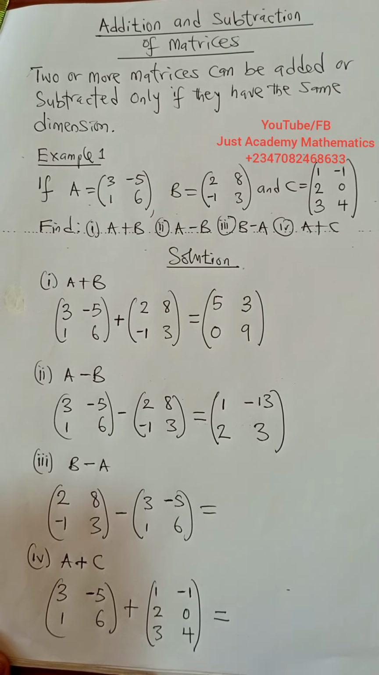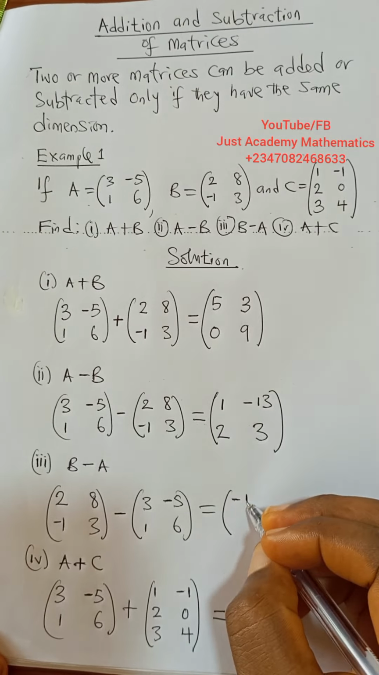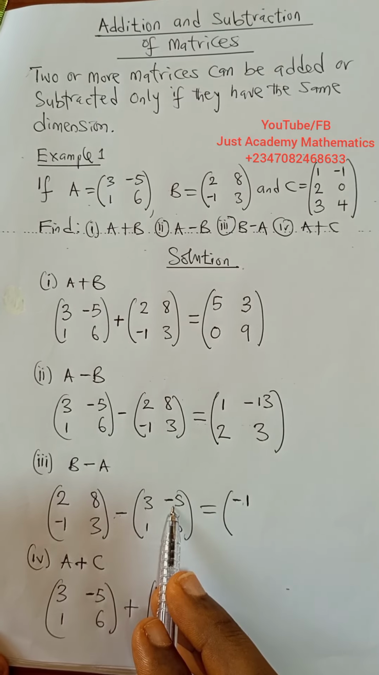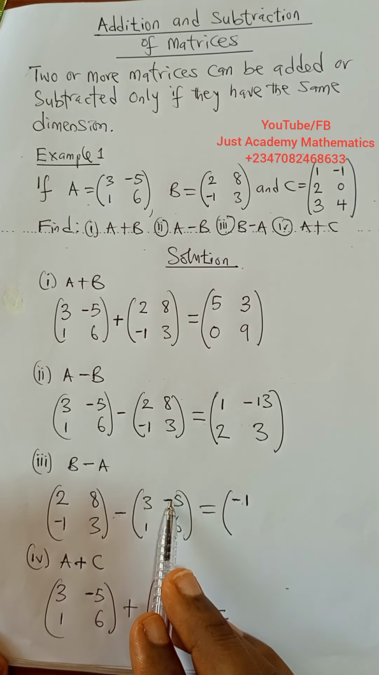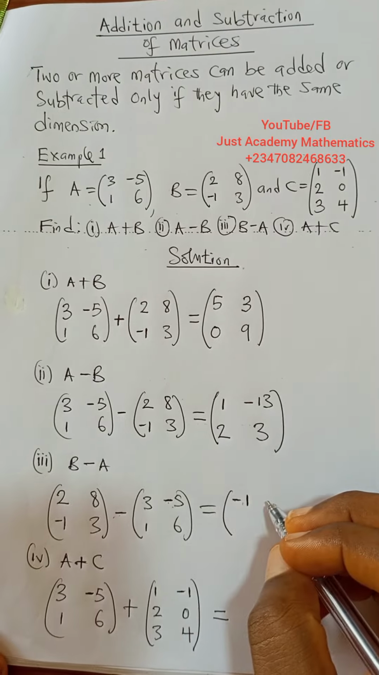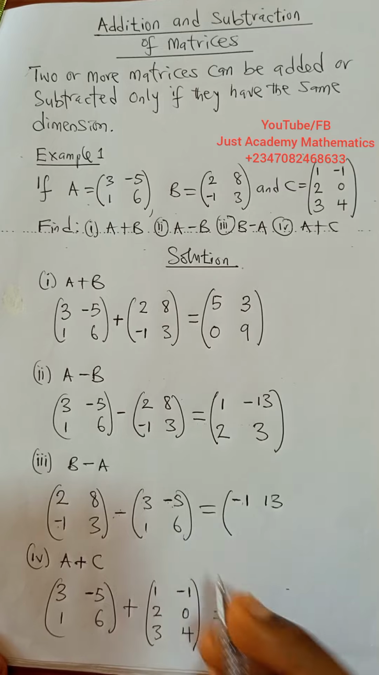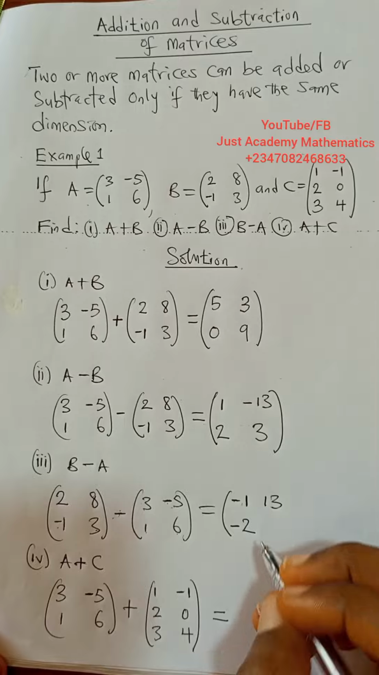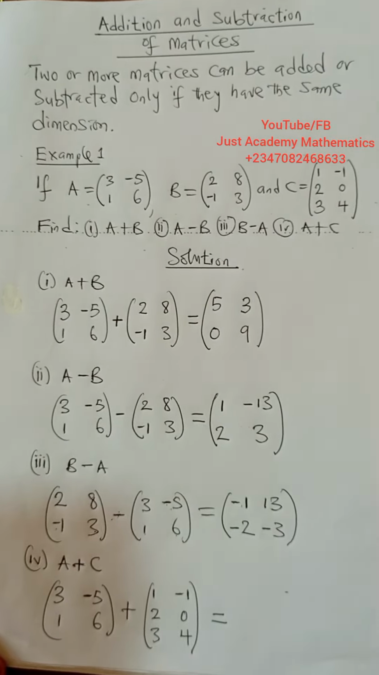Now, how about B minus A? B minus A, let's go. 2 minus 3 will give us what? Minus 1, of course. 2 minus 3 is minus 1. 8 minus minus 5, that is minus times minus is plus. That is like saying 8 plus 5. 8 plus 5 will give us what? 13. Then minus 1 minus 1 will give us what? Negative 2. And then 3 minus 6 will give us what? Minus 3. So this is the answer for B minus A.